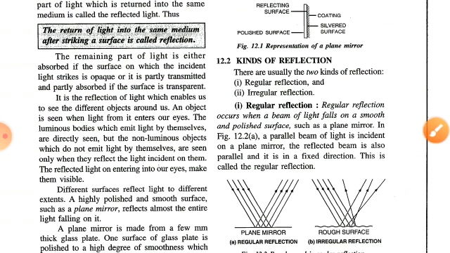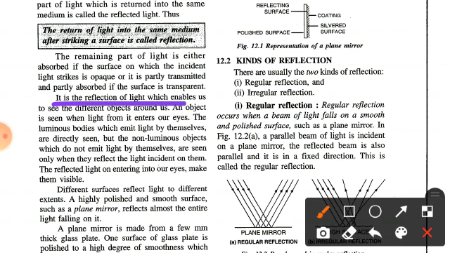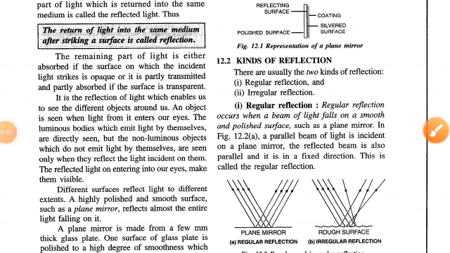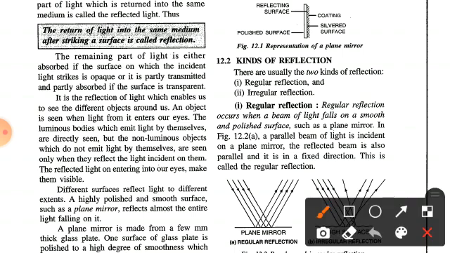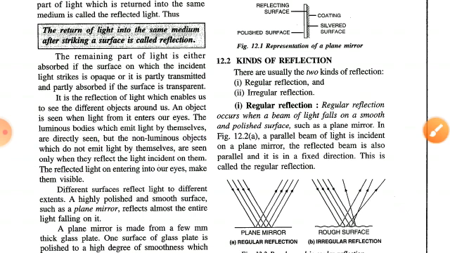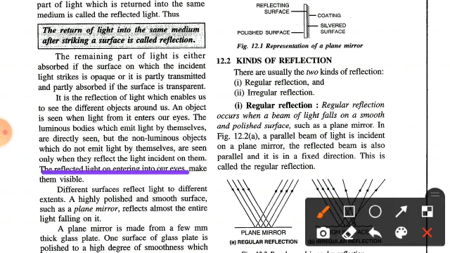It is the reflection of light which enables us to see the different objects around us. An object is seen when the light from it enters our eyes. The luminous bodies, which emit light by themselves, are directly seen, but the non-luminous objects, which do not emit light by themselves, are seen only when they reflect the light incident on them. Clear? The reflected light entering our eyes makes them visible.